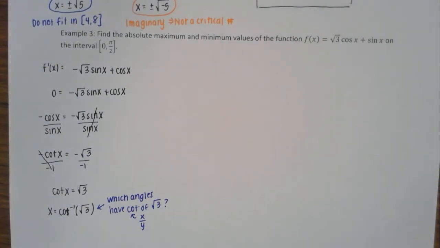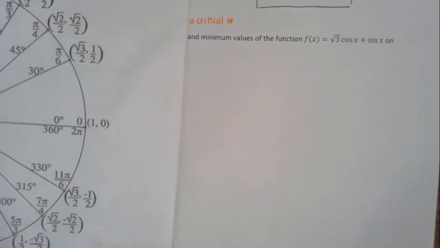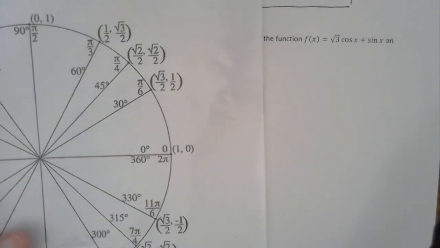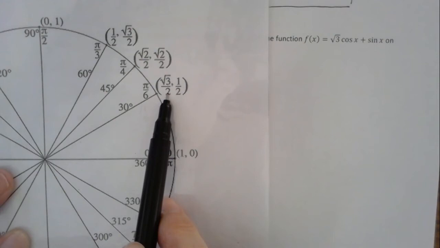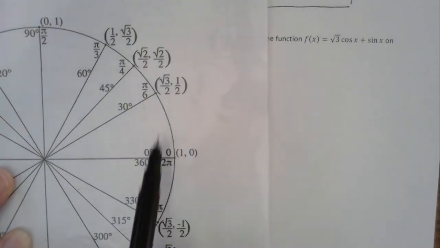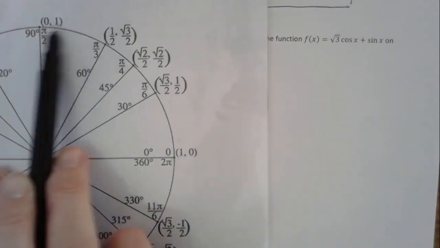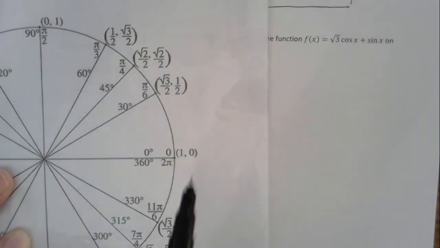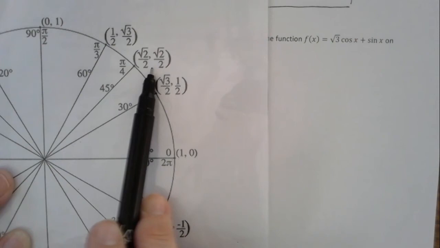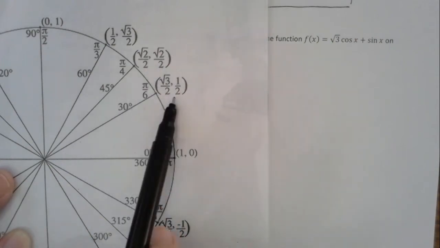So if I look in the first quadrant of my unit circle and I'm trying to determine which angles have a cotangent, or an x over y, of √3, well, we could play around with some numbers just to determine which one of these is going to work. It obviously wouldn't be 0 or pi over 2. It's got to be one of these in the middle here. It's not going to be pi over 4 because that cotangent is just 1. So it's got to be pi over 6 or pi over 3.